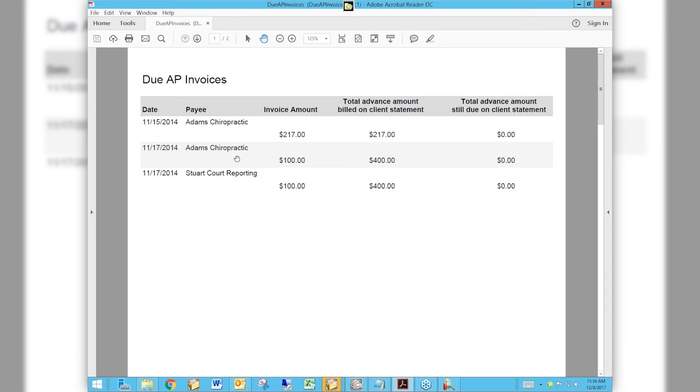But one of the neat things about our reports is they are always modifiable because we wrote them, as opposed to the reports that are built into tabs. Those are not modifiable because they're built into the software.